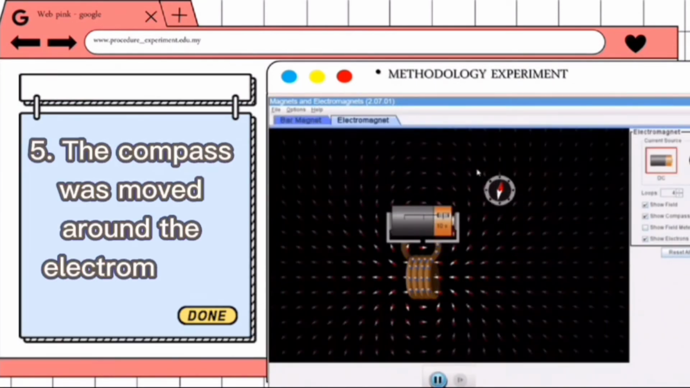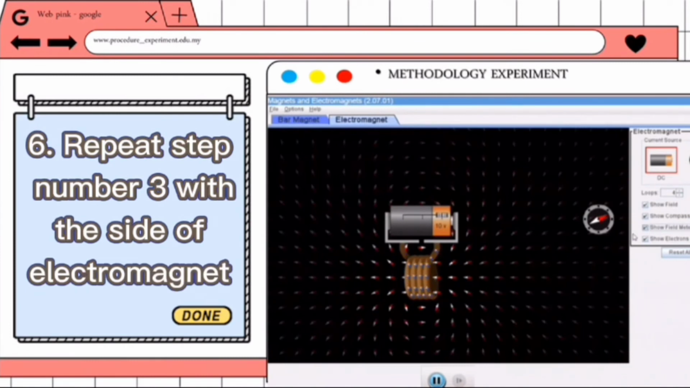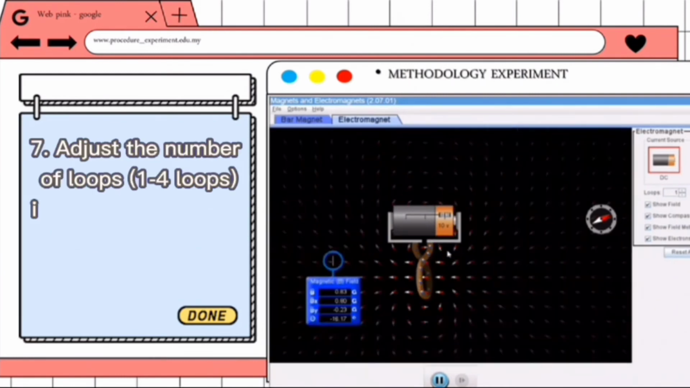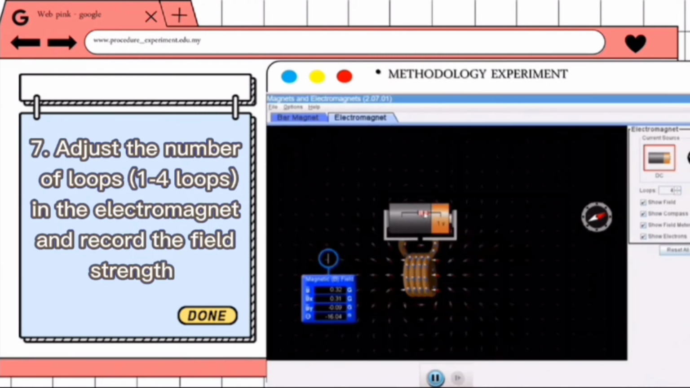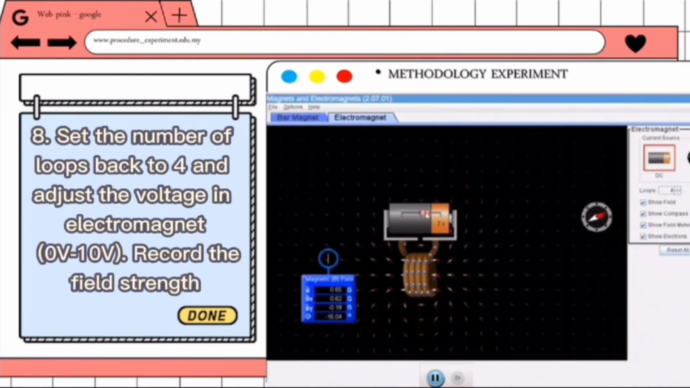Moving on to the electromagnet simulation, the compass was also moved around the electromagnet to see which pole is the left side of the electromagnet. Repeat step number 2 with the side of the electromagnet and see if the field strength increases or decreases as the meter was moved closer to the electromagnet. Next, adjust the number of loops in the electromagnet and record the field strength. And lastly, set the number of loops for the electromagnet back to 4 and adjust the voltage in the electromagnet from 0 until 10 volt and record the field strength.